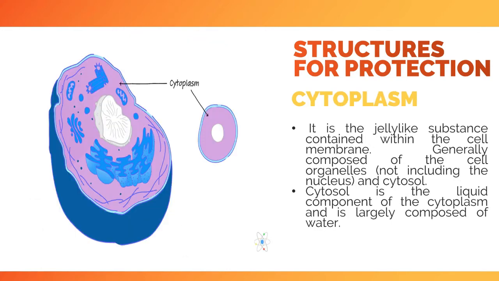Next, we have the cytoplasm. Don't be confused by this one. When we talk about the cytoplasm, it includes the cytosol and the organelles, except the nucleus. The cytoplasm is the jelly-like substance contained within the cell membrane, generally composed of the cell organelles, not including the nucleus, but it includes the cytosol. Now, we have the cytosol. Cytosol is the liquid component of the cytoplasm and is largely composed of water.